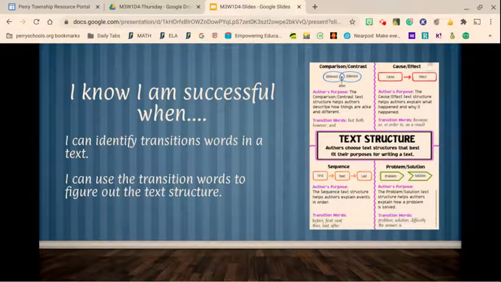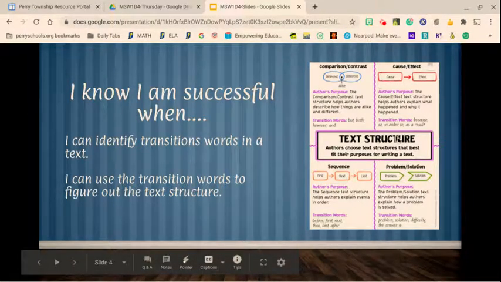So today, you will be successful when you can identify transition words in a text, and then you can use the transition words to figure out the text structures. So this chart is going to be very helpful because you can look at these transition words and look for the ones that you see in the text.